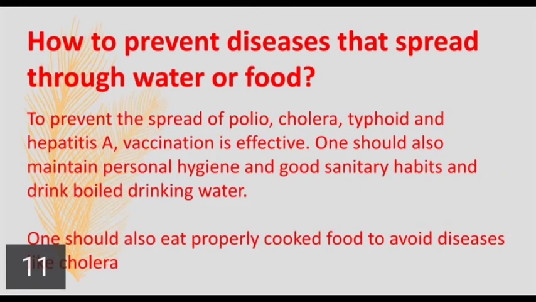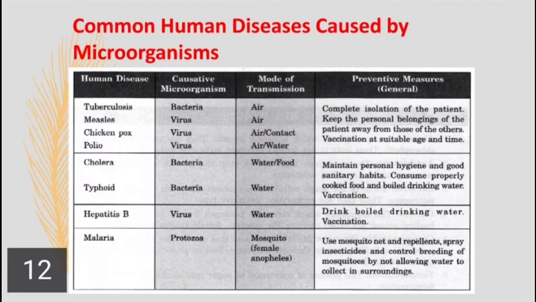How to prevent diseases that spread through water or food? To prevent the spread of polio, cholera, typhoid, and hepatitis A, vaccination is effective. One should also maintain personal hygiene and good sanitary habits and drink boiled drinking water. One should also eat properly cooked food to avoid diseases like cholera. These are some common human diseases caused by microorganisms.